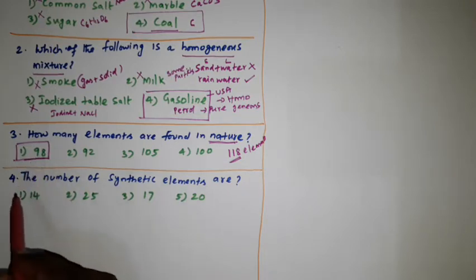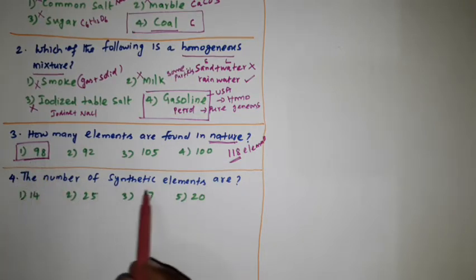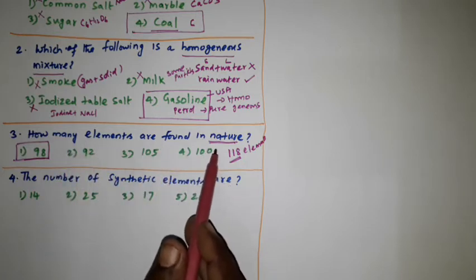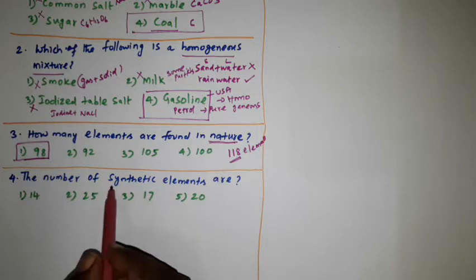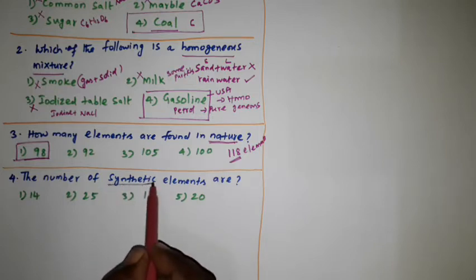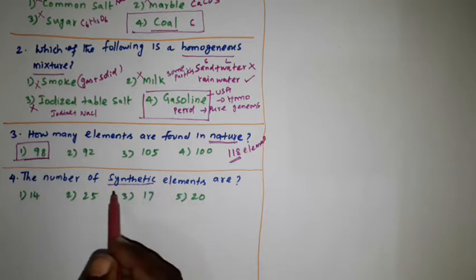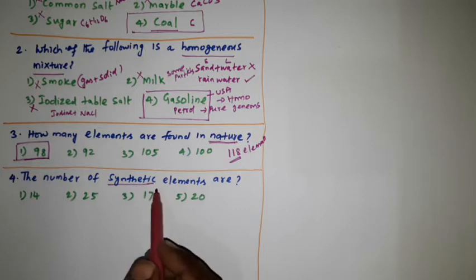Now question number 4: the number of synthetic elements is. See, in the previous question, we asked how many elements are found in nature. In this question, synthetic means man-made. So it is not found in nature. Man-made elements are called synthetic elements.